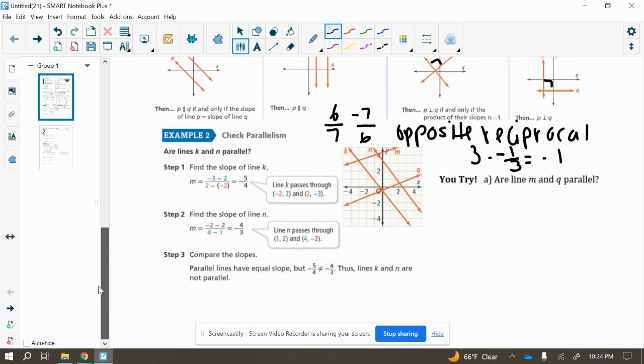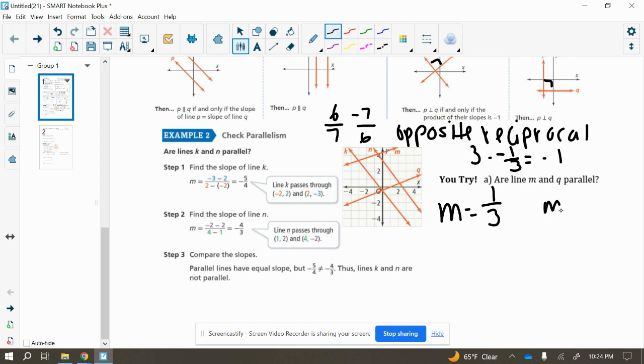So if we look at two given slopes, for instance, -5/4 and -4/3, would these lines be parallel? The answer is no, because their slopes are not the exact same. So if we look at this figure here, line M is right here. We're rising 1, running 1, 2, 3. So the slope of line M would be 1/3.